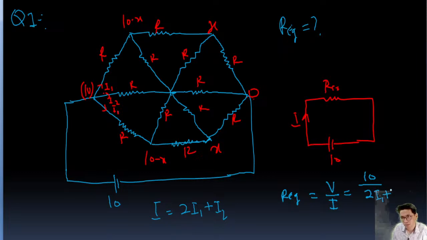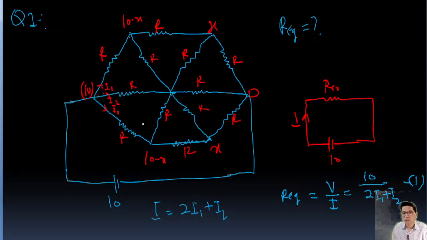2I1 plus I2, this is going to be the equivalent resistance. Now in this circuit we'll find the value of I1 and I2, and we'll put these values in this equation. Suppose this equation is 1, and we'll get the equivalent resistance.